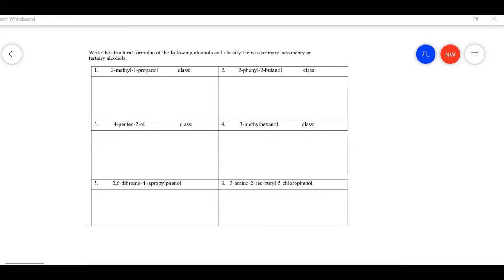For this one, dalam handout you all, write the structural formula of the following alcohol and classify them as primary, secondary or tertiary alcohol. Semua daripada nombor 1 sampai nombor 6, I nak you buat this exercise. Kita akan bincangkan masa dalam tutorial nanti. Untuk lukisan tu nanti I panggil one by one untuk buat kat depan.